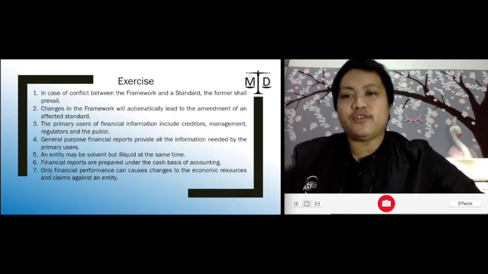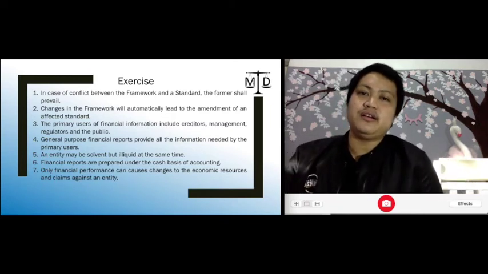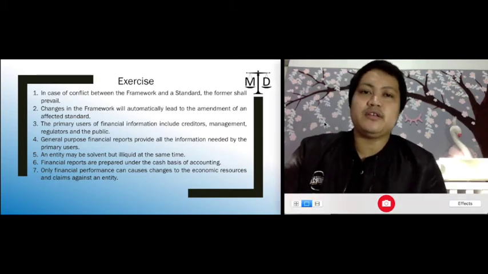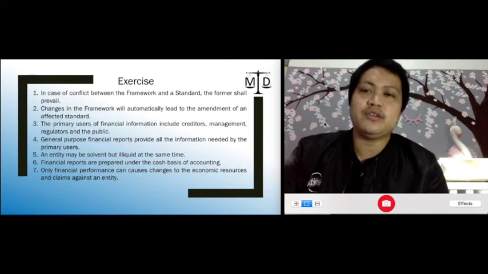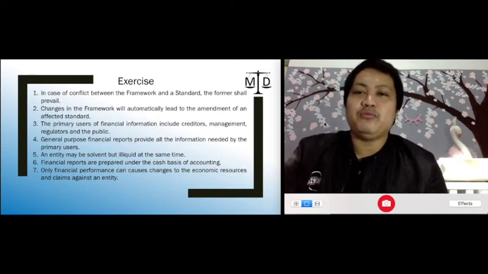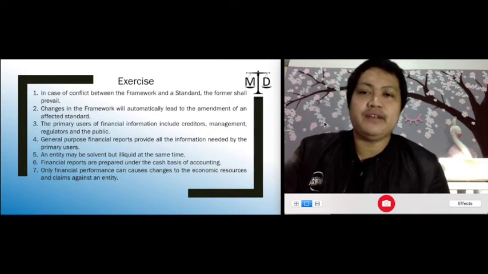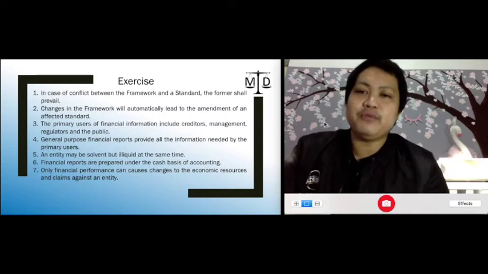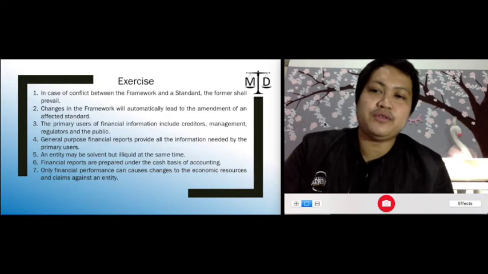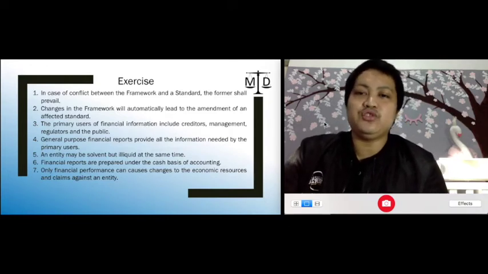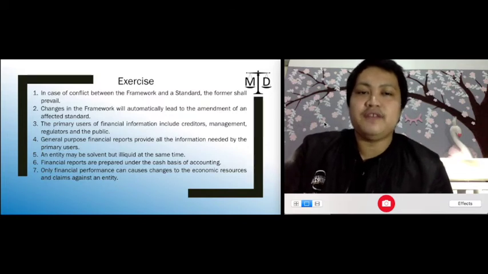Statement 1. In case of conflict between the framework and a standard, the former shall prevail. By the way, you'd notice that the exercise includes concepts from the introduction on the framework, not just from chapter 1. Again, in case of conflict between the framework and a standard, the former shall prevail. This is false because between a framework and a standard, it shall be the standard that will prevail. Number 2. Changes in the framework will automatically lead to the amendment of an affected standard. This is false. Changes in the framework do not lead to automatic changes to the affected standard.